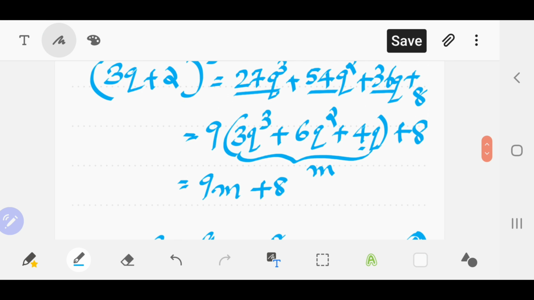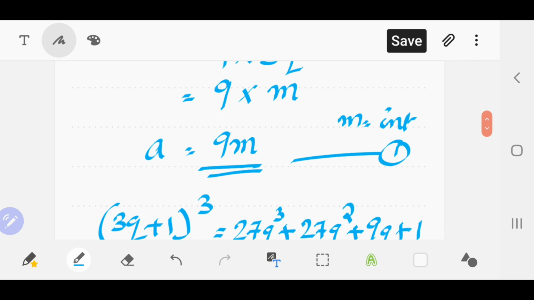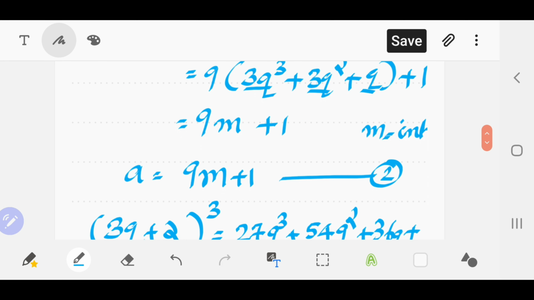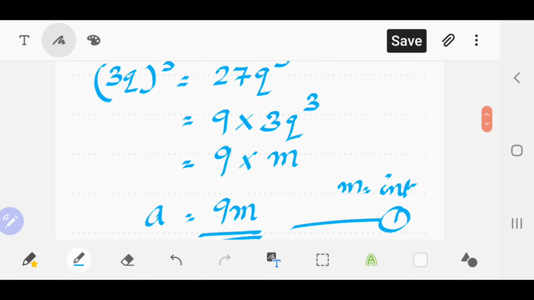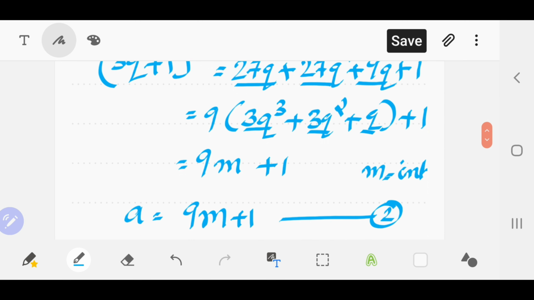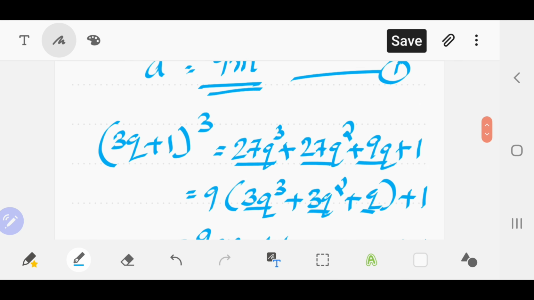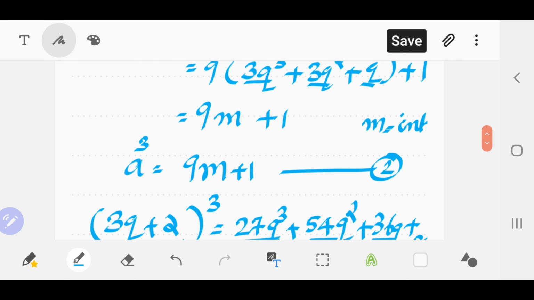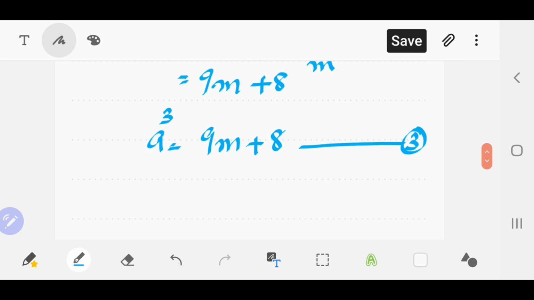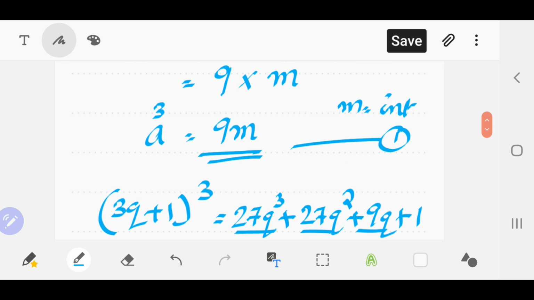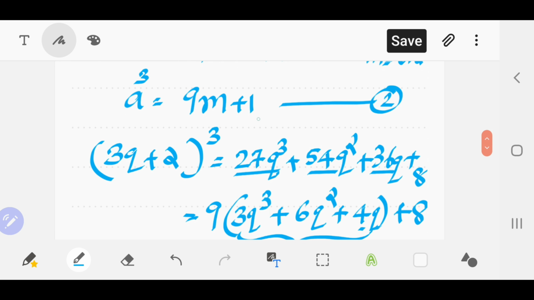Just see the first equation, second equation and third equation. In the first equation you got a cube is equal to 9m. Sorry, not a, a cube is 9m. In the second equation, a cube is equal to 9m plus 1. In the third equation you got a cube is equal to 9m plus 8. This proves that for any a, that means for any positive integer, the cube of the positive integer can be written as 9m or 9m plus 1 or 9m plus 8.